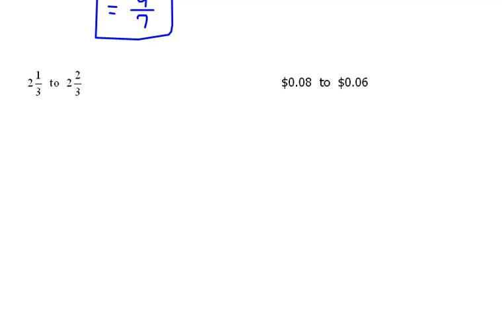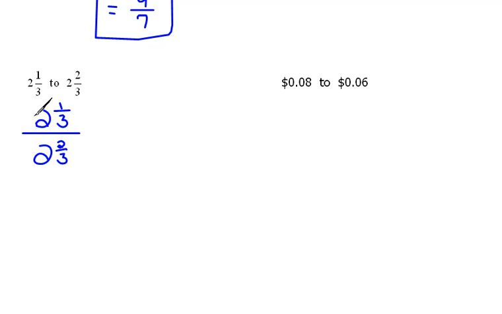Now, these can get even a little bit more fancy as we're working with our ratio. So we just keep our idea of ratio in place first, and then we'll work with whatever we're given. So here we're comparing 2 1/3 to 2 2/3. So again, we're just comparing numbers, so that's the same units. So we're going to write 2 1/3 compared to 2 2/3.